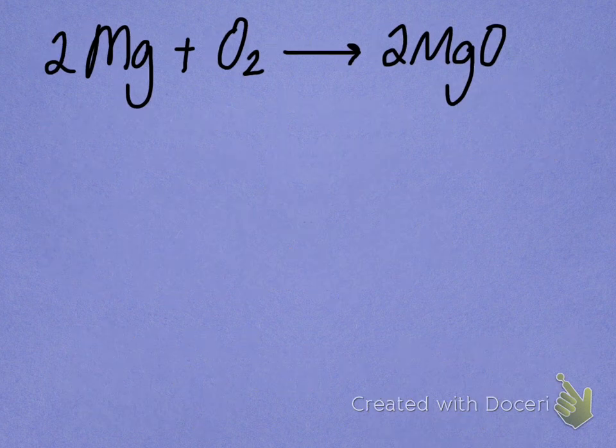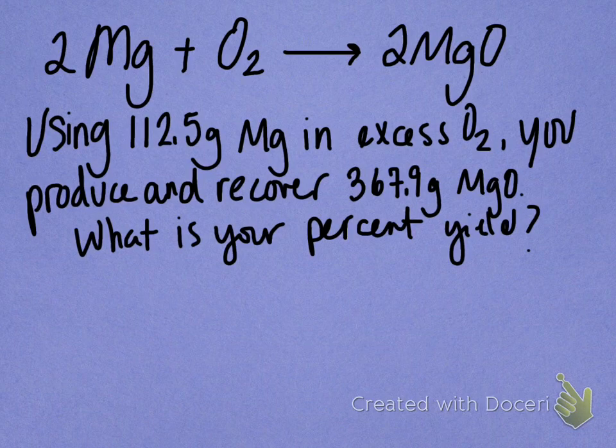What if we use the same equation, but instead of being given our theoretical yield, we have to find it? Okay, well, if we're told that using 112.5 grams of magnesium in excess SO2, you produce and recover 367.9 grams of magnesium oxide, what's your percent yield? Well, we're only given one mass of product. That's this. 367.9 grams of magnesium oxide. The other mass that we're given is the mass of a reactant. So where's our theoretical yield? We have to find it.